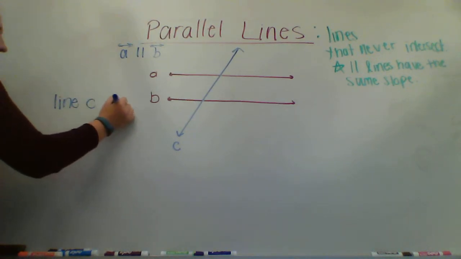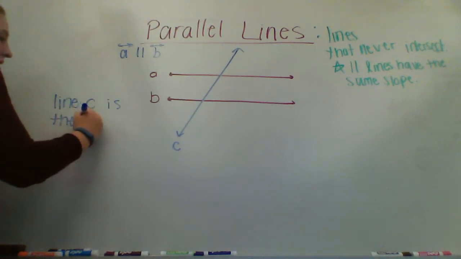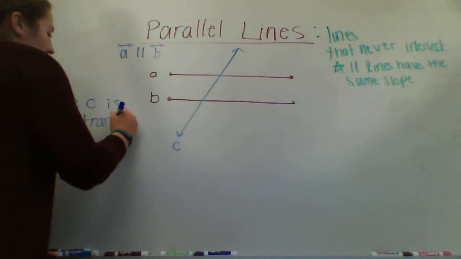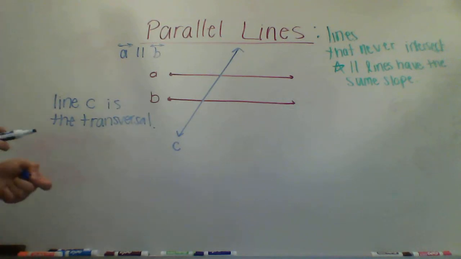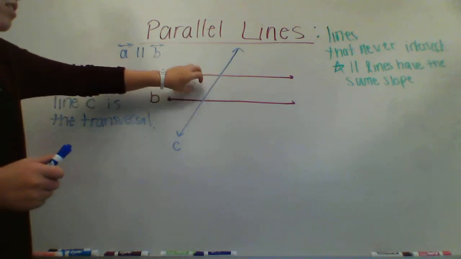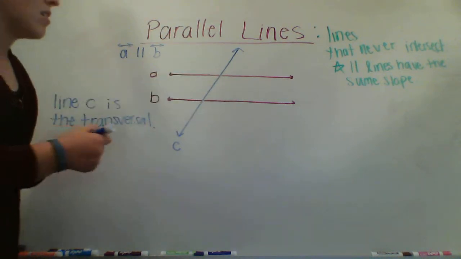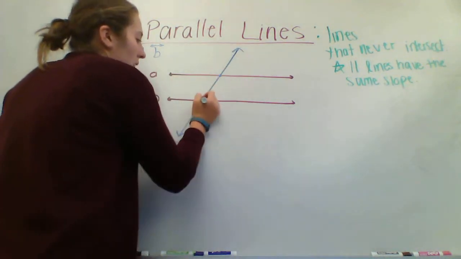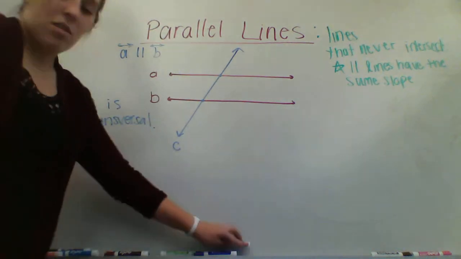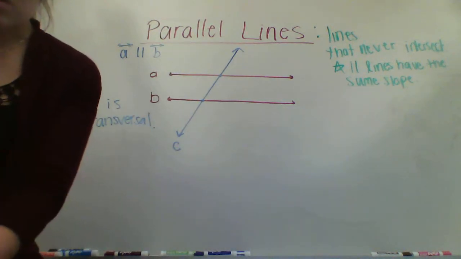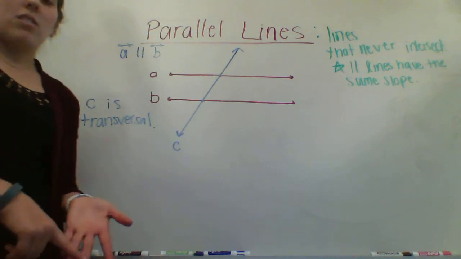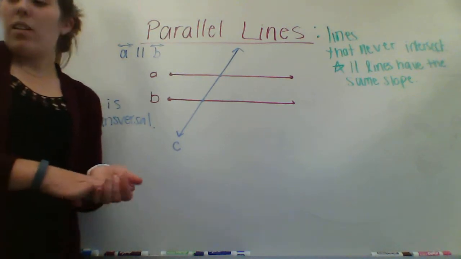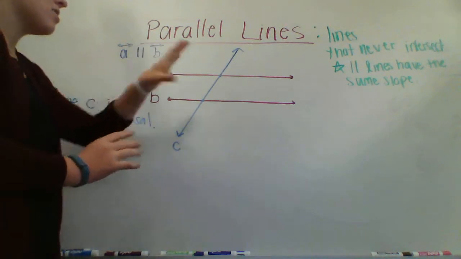Line C is the transversal. So a transversal is just a line that crosses two parallel lines at least one point. So it crosses it here, and it crosses it here. So a transversal, once again, in more exact terms, is a line, a ray, or a segment. So it doesn't have to be a line. It can be a ray or a segment, and it intersects two or more.